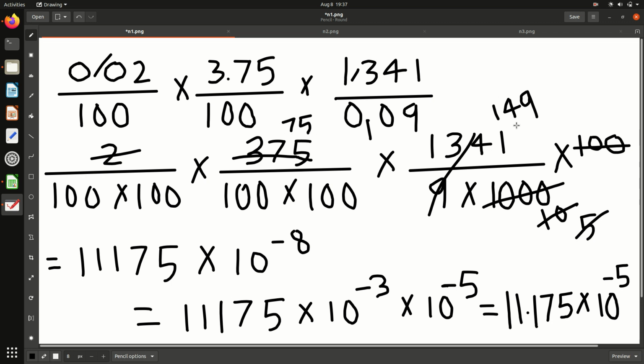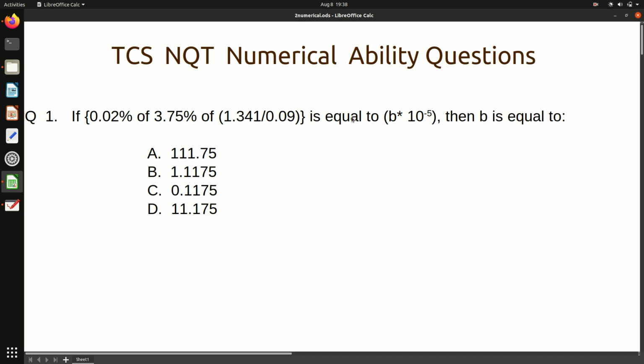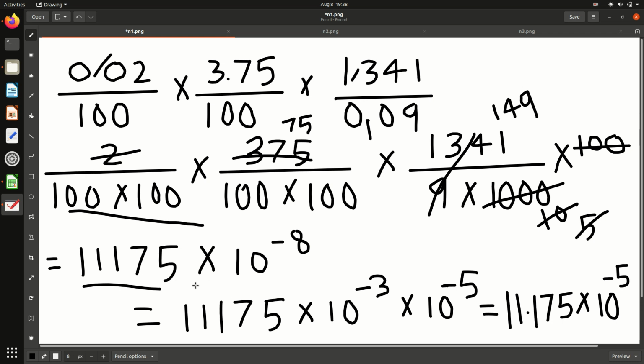Now multiply 75 with 149, then we got something this one, and then we took all the power of 10 in the numerator, so it will be 10 to the power minus 8. Now the question is, whatever we will get is equal to b into 10 to the power minus 5, then the value of b. So whatever answer we will get, we will try to bring in this form, into 10 to the power minus 5. So the same thing I have done here. So it was 10 to the power minus 8.